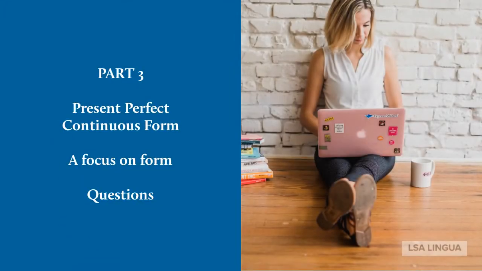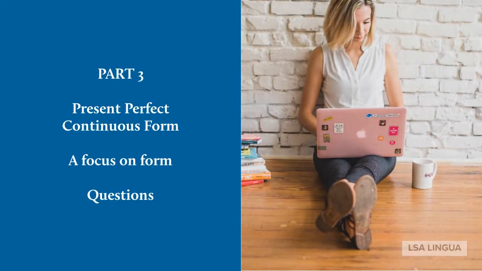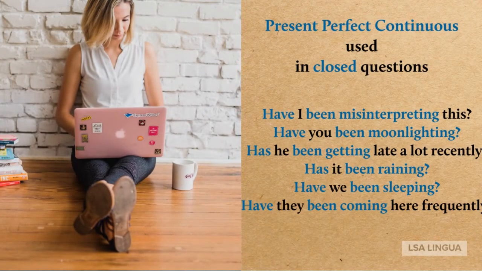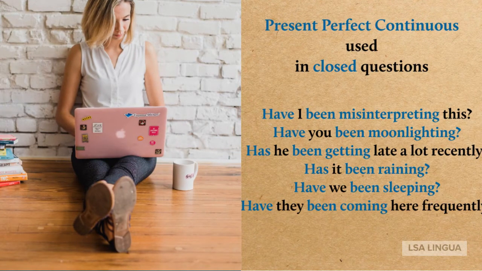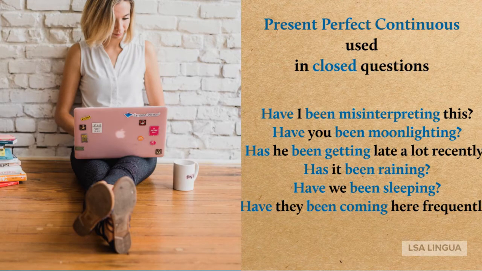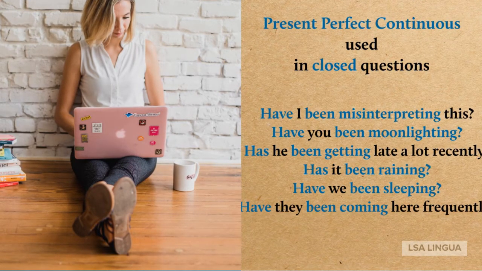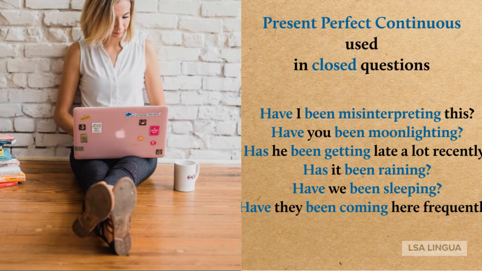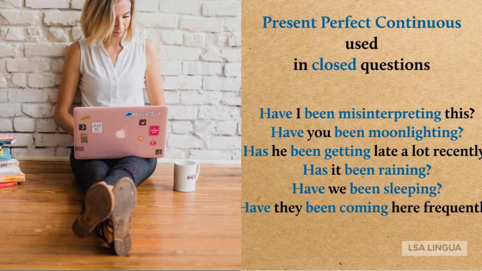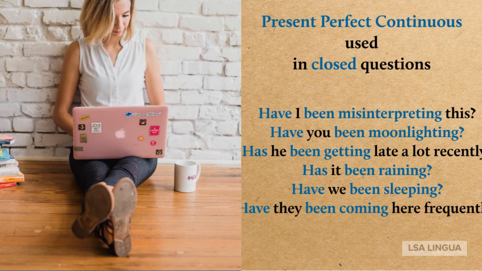Part 3, the present perfect continuous form, questions. The present perfect continuous used in closed questions. Have I been misinterpreting this? Have you been moonlighting? Has he been getting late a lot recently? Has it been raining? Have we been sleeping? Have they been coming here frequently?